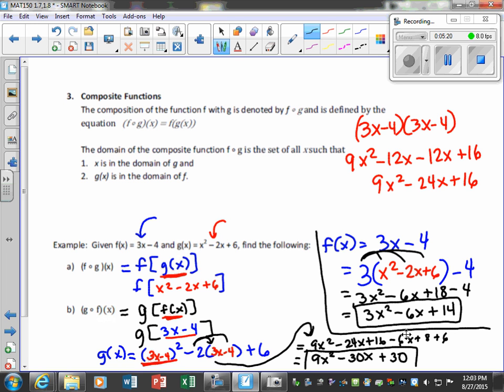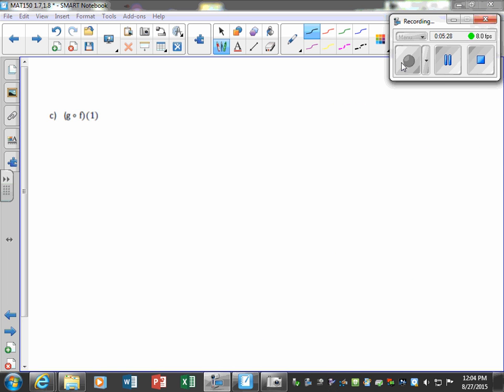That will give us a negative 30x and then 6 plus 22. Yes, okay. 9x squared minus 30x plus 30. Part C is the g of f of 1, where in the previous one we had x here. This time we know what x equals. We know x is equal to 1.